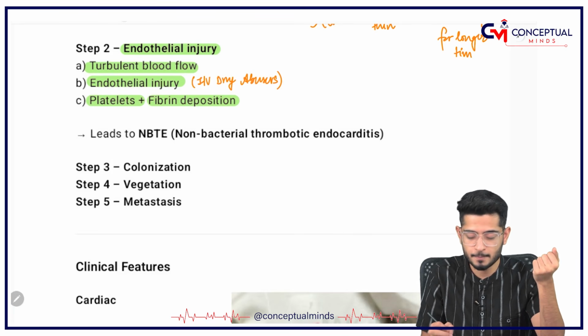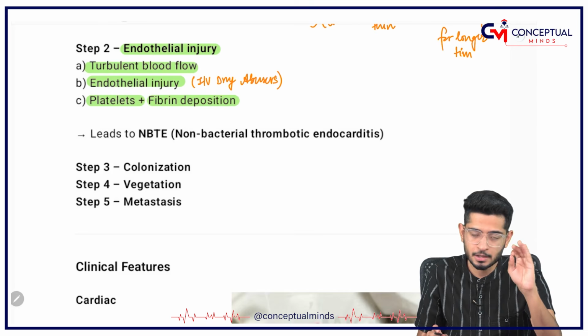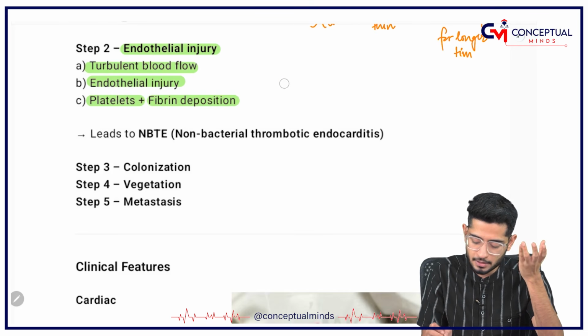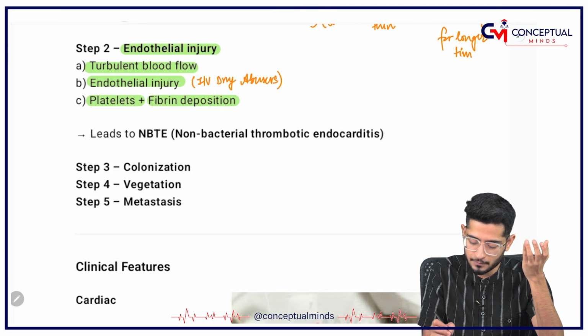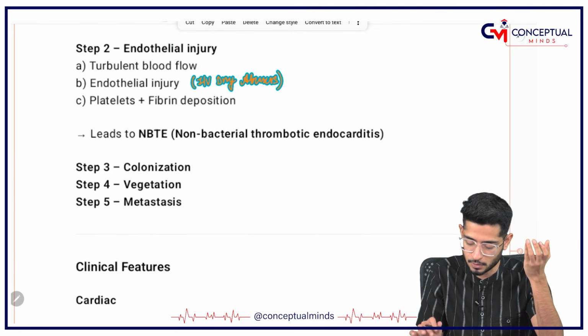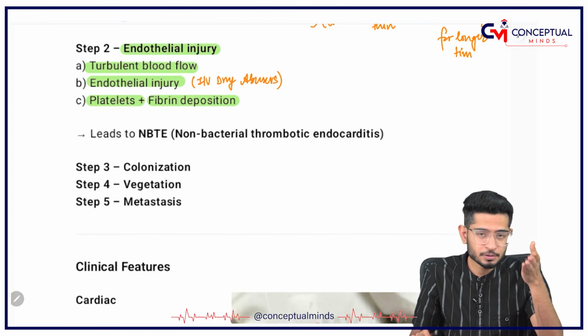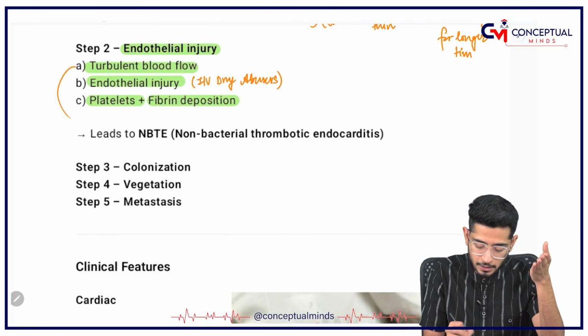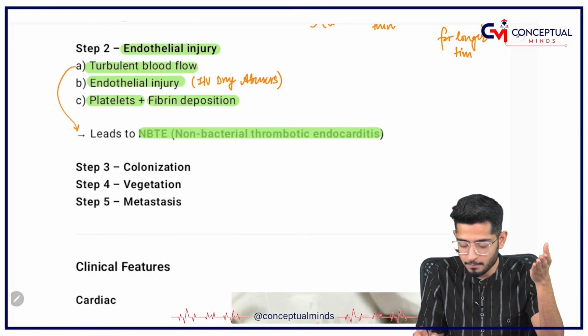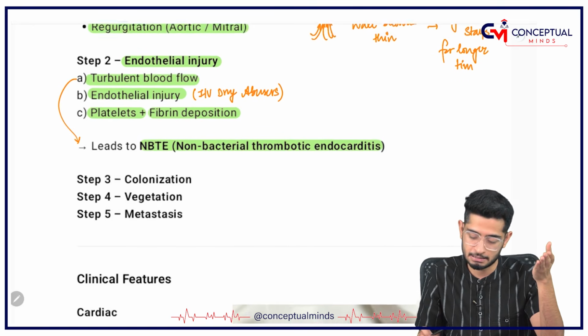It leads to, okay, just like that. So leave even IV drug abusers, because for IV drug abusers we have discussed the predisposing factors above, and this is one of those factors only. So the endothelial injury because of turbulent blood flow, my dear friend, causes NBTE, that is non-bacterial thrombotic endocarditis.